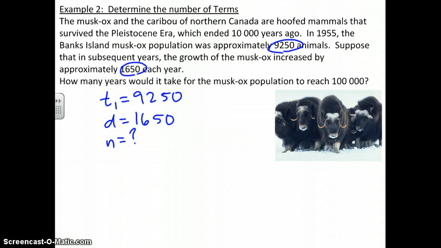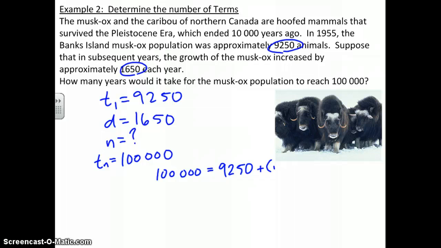So what we do for that is our Tn will be that 100,000. So that number that we're ending at is our Tn. Okay, so then we just go to our formula and we can sub into it. So we'll have 100,000 equals T1. I used to call it A back in Math 10. So 9,250 plus N minus 1 times by the amount that goes up each time, D, which is 1,650. All right, so if you're not sure what that formula is, look at the previous page.